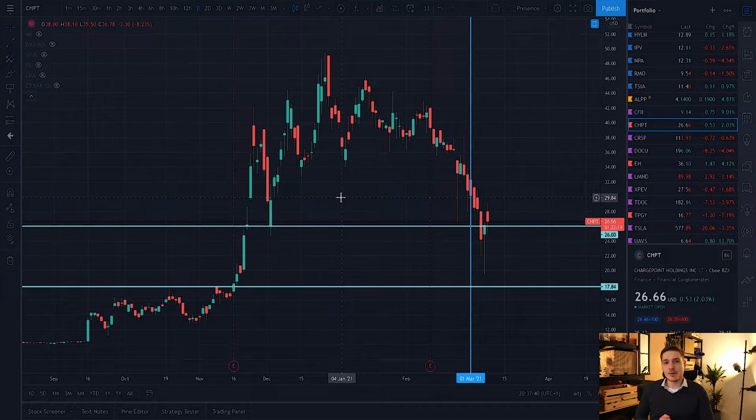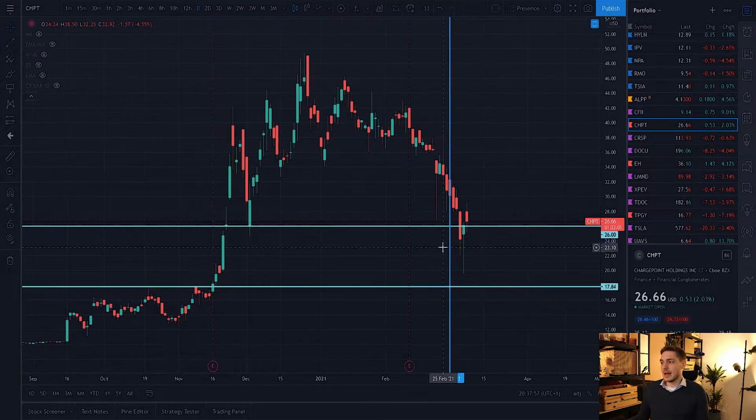Here's a second example of support. This is the chart of ChargePoint, which just merged with the SPAC SBE, of course. And this just merged, and it had a nice little sell-off after, well, February, more or less the 10th of February, we saw a nice little sell-off. And usually what happens after the merger has been confirmed, then we see an additional sell-off.